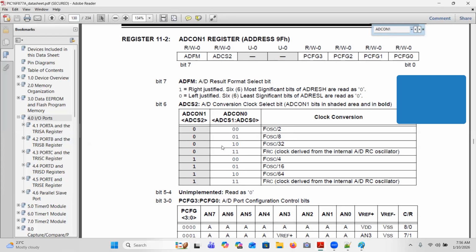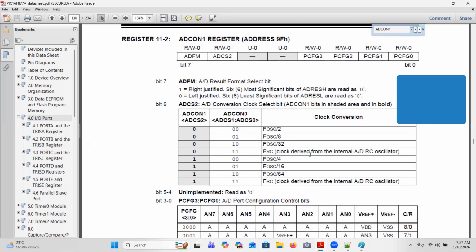Actually, here there are totally 3 bits. It is the ADC conversion clock select bits. 2 bits are in ADCON0, only 1 bit is here. So here is the combination. 0 0 0 means F oscillator divided by 2. 0 0 1 means F oscillator divided by 8. 0 1 0 means F oscillator divided by 32. 0 1 1 means FRC.